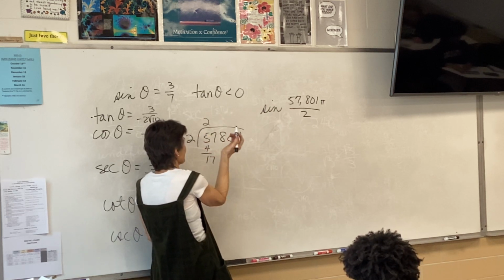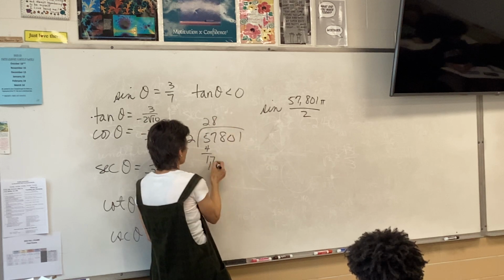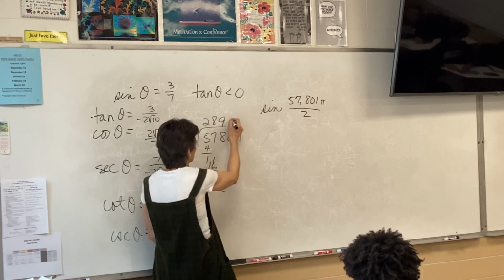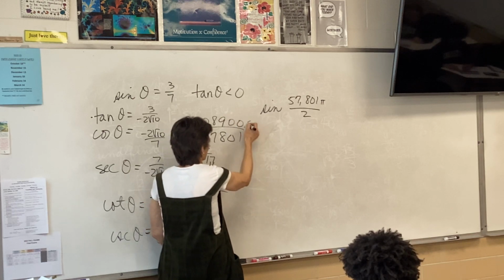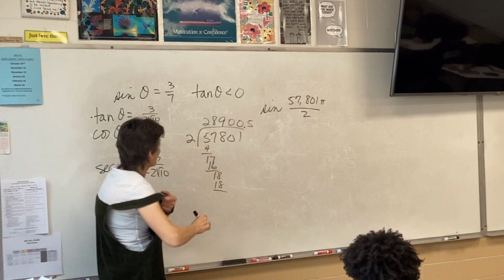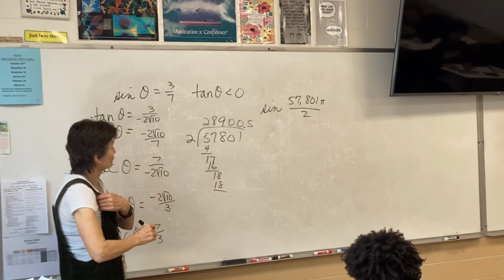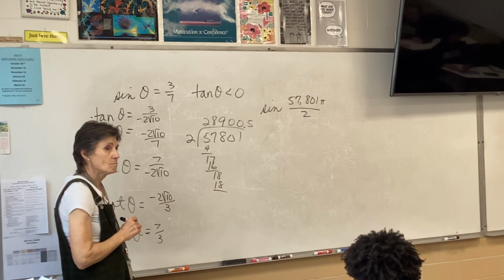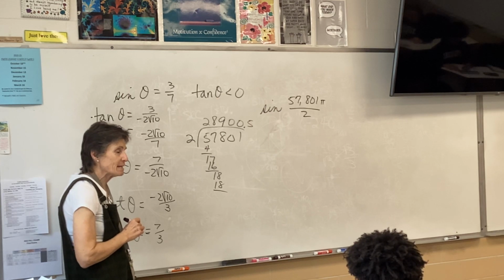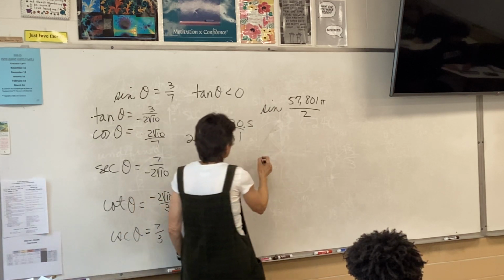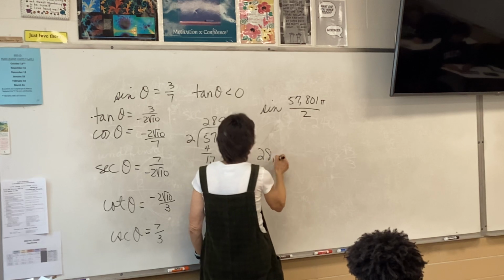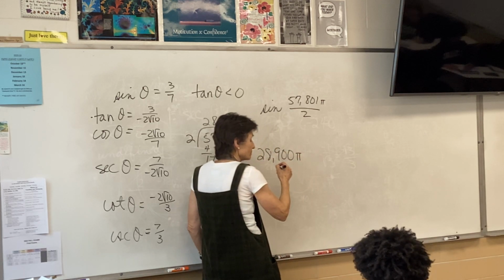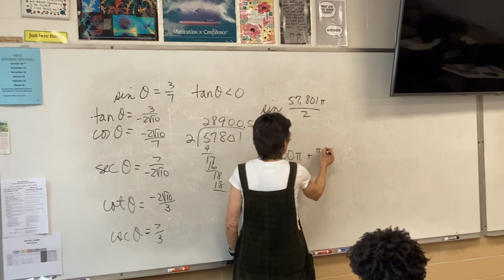And I say it's easy arithmetic. Keep an eye on me, please. Did I do that right? So what does that mean? That means 28,900 whole pies and then a half a pie?